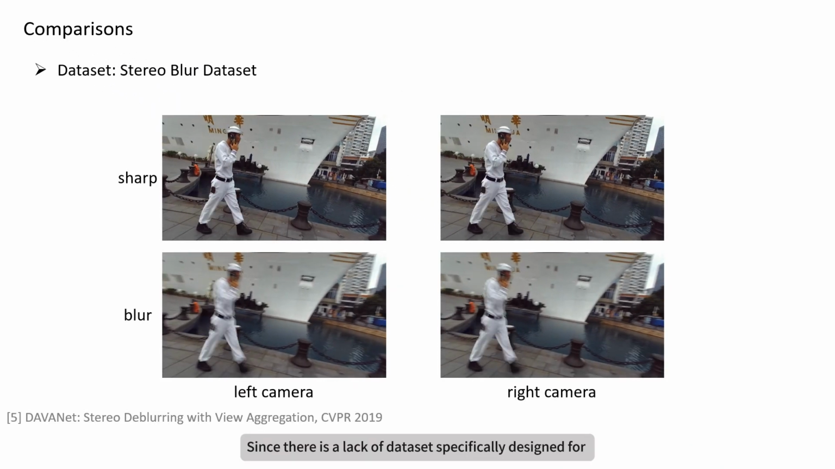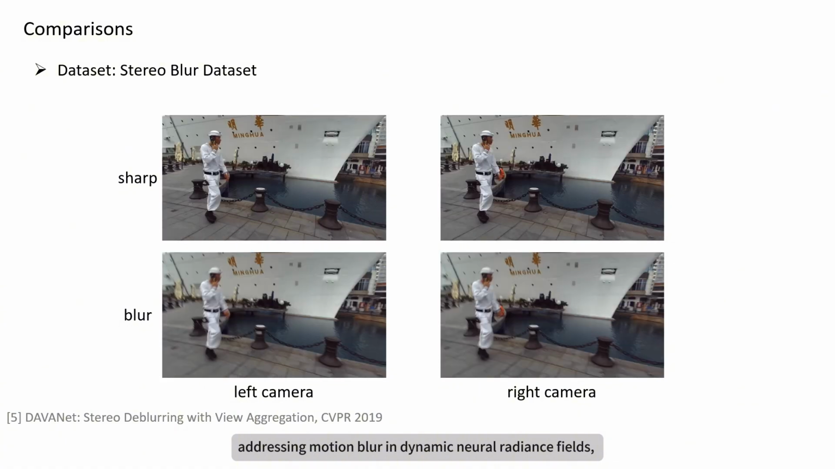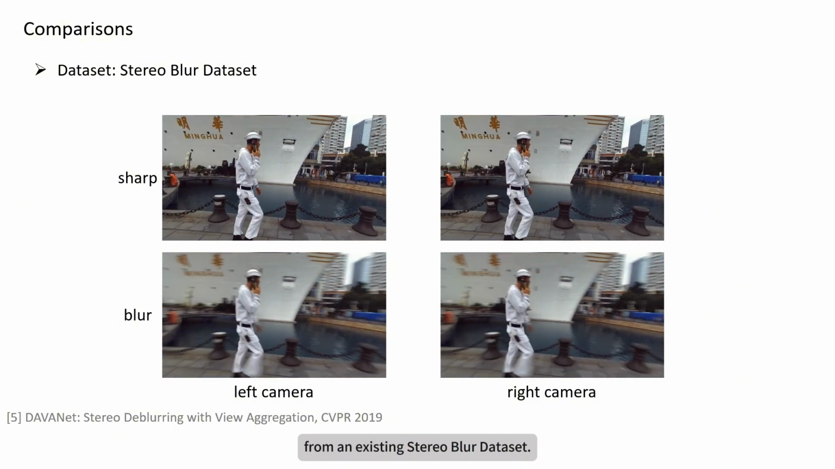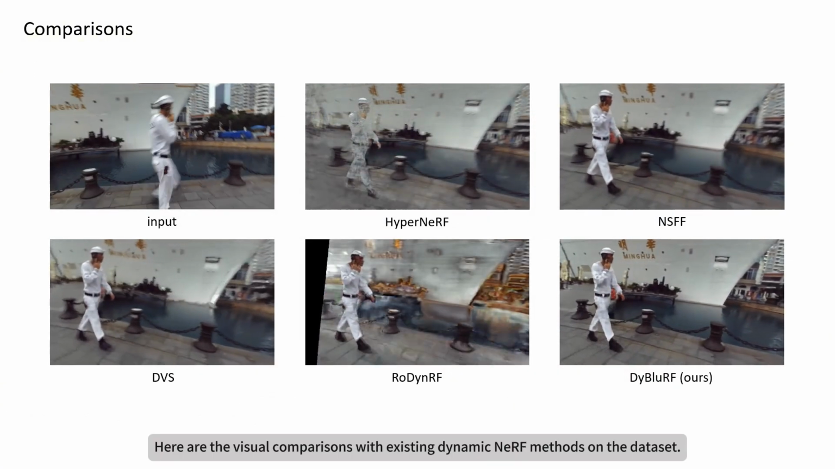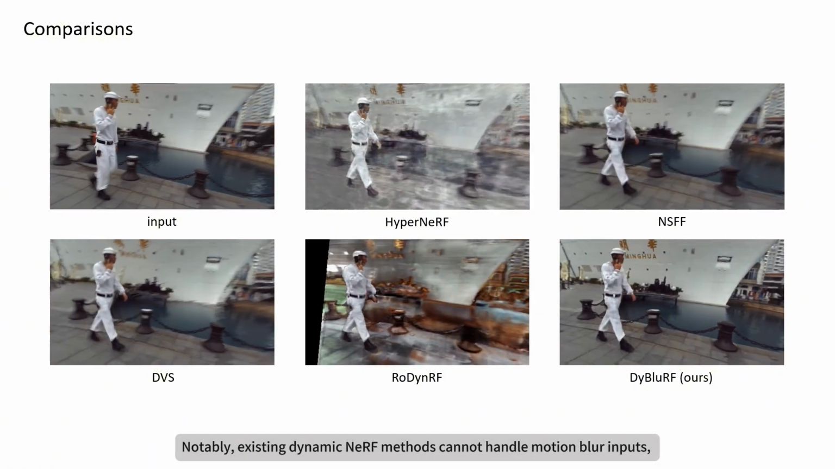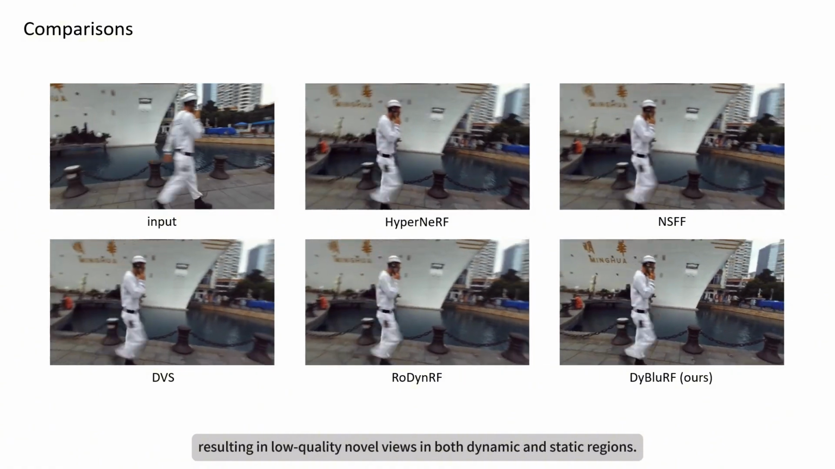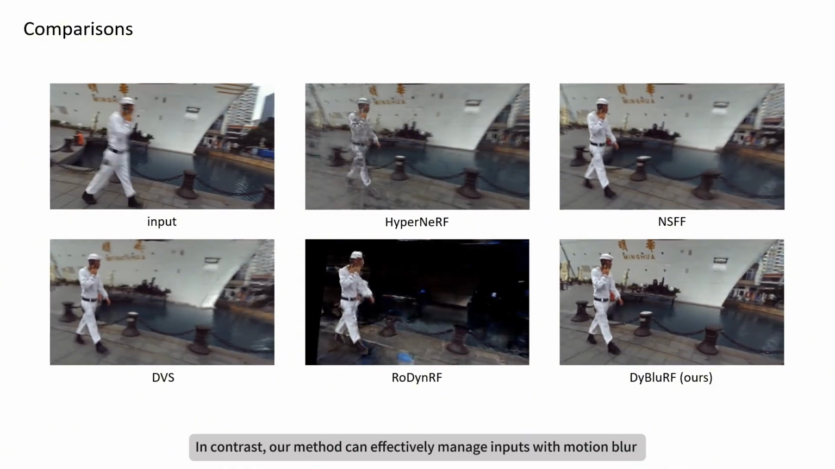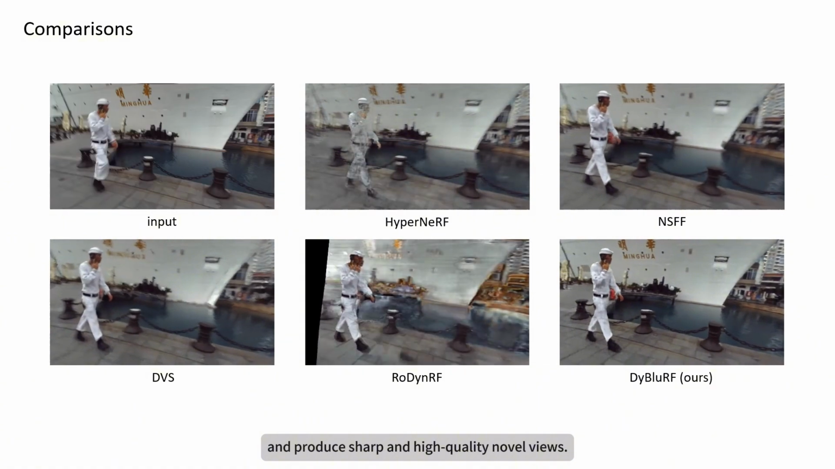Since there is a lack of datasets specifically designed for addressing motion blur in dynamic neural radiance fields, we have curated a collection of dynamic scenes with motion blur from an existing stereo blur dataset. Here are the visual comparisons with existing dynamic NeRF methods on the dataset. Notably, existing dynamic NeRF methods cannot handle motion blur inputs, resulting in low-quality novel views in both dynamic and static regions. In contrast, our method can effectively manage inputs with motion blur and produce sharp and high-quality novel views.